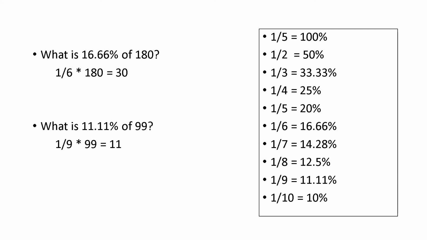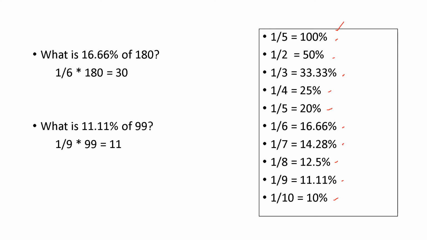Next, this table you have to learn by heart. That is 1 by 1 is equal to 100%. 1 by 2, that means 50%. 1 by 3, 33.33%. 1 by 4, 25%. 1 by 5 means 20%. 1 by 6, 16.66%. 1 by 7, 14.28%. 1 by 8, 12.5%. 1 by 9, 11.11%. And 1 by 10 is 10%. Okay, now let's see the question.